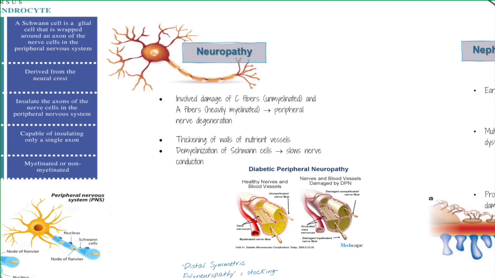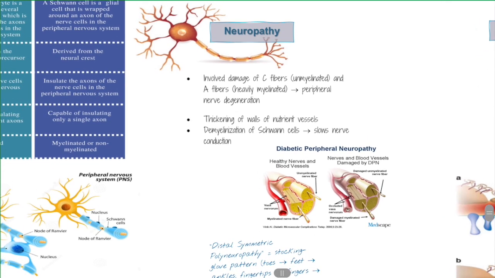Diabetic neuropathy is a little bit more involved than the other two microvascular complications, nephropathy and retinopathy. So it's going to take a little bit more time to go through, but it's definitely important to understand. The damage that is done to the nerves involves mostly these C fibers and A fibers.